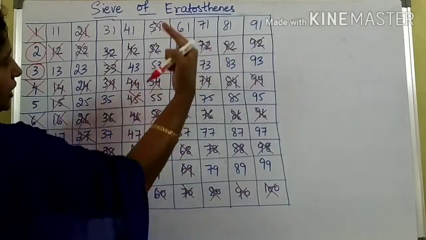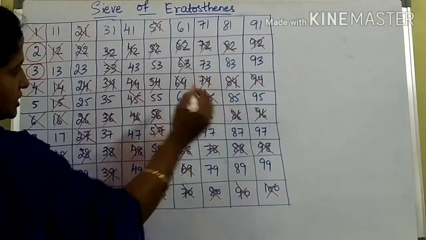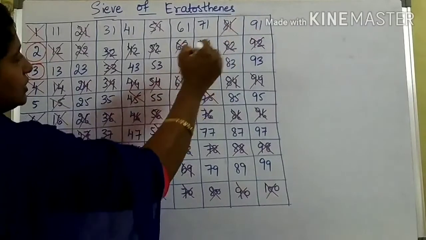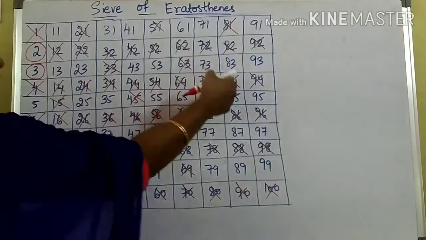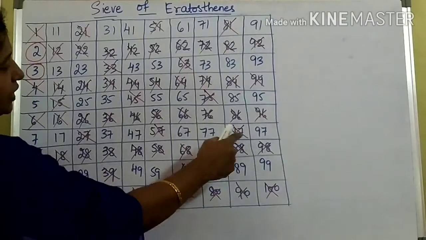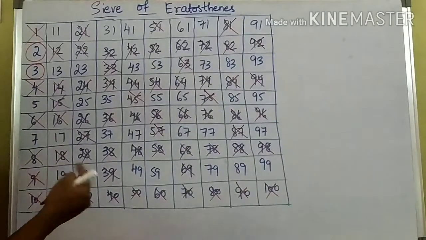1, 2, 3 completed. 1, 2, 3: 75. 1, 2, 3: 81 is also a multiple of 3. 1, 2, 3: 87. You can check: 8 plus 7 is 15, and 15 is divisible by 3.